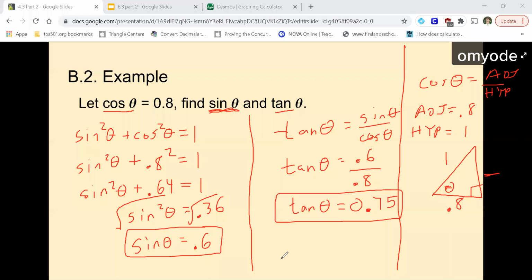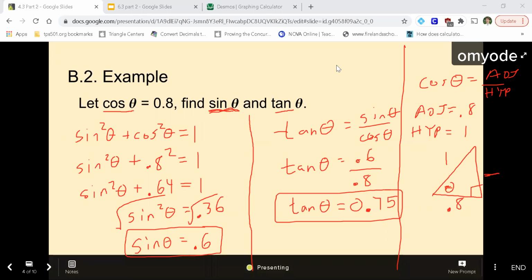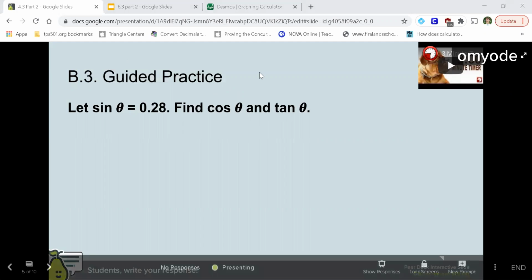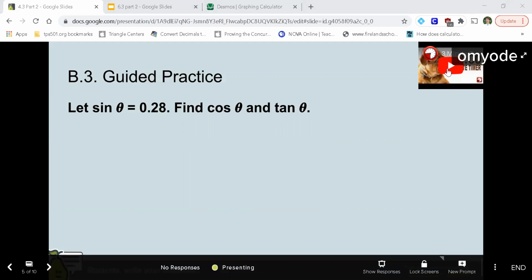Okay, are there any questions about this example, or does anyone need more time to write? All right, then it's your turn. If the sine of theta is 0.28, find cosine and tangent. Very similar to the problem we just did. I'll give you 3 minutes.